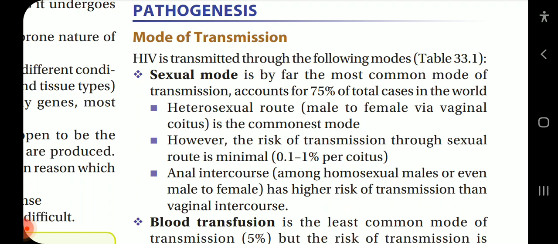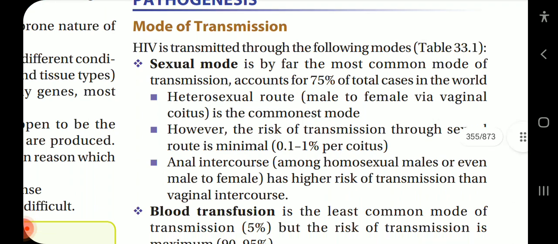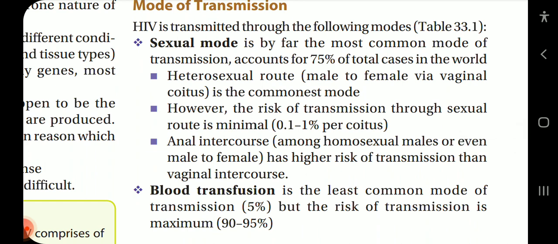Pathogenesis. Mode of transmission. HIV is transmitted through the following modes. The sexual route is by far the most common mode of transmission, accounting for 75% of total cases in the world. The heterosexual route, male to female via vaginal coitus, is the commonest mode. However, the risk of transmission through the sexual route is minimal, 0.1 to 1% per coitus. Anal intercourse among homosexual males, or even male to female, has a higher risk of transmission than vaginal intercourse.